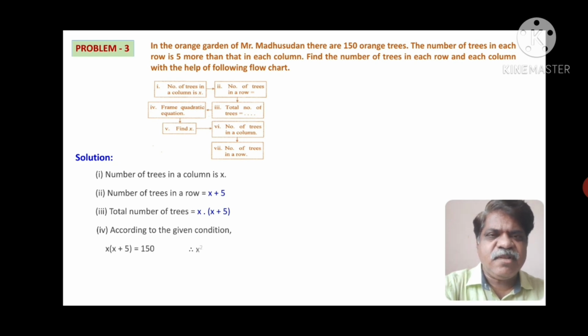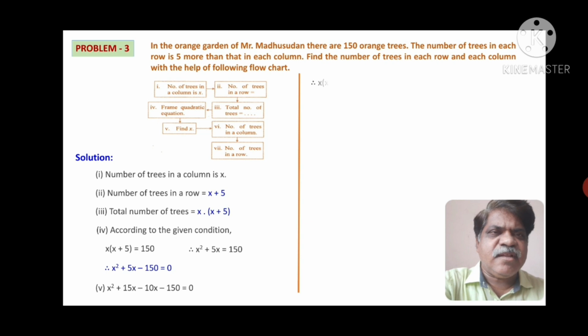We have to attempt this one. So it will be x square plus 5x is equal to 150. Solve the bracket. Therefore, x square plus 5x minus 150 is equal to 0. Now, x square plus 15x minus 10x minus 150 is equal to 0. Now, 150 is split; two factors we have to consider: 15 into 10 is 150 and 15 minus 10 is 5.